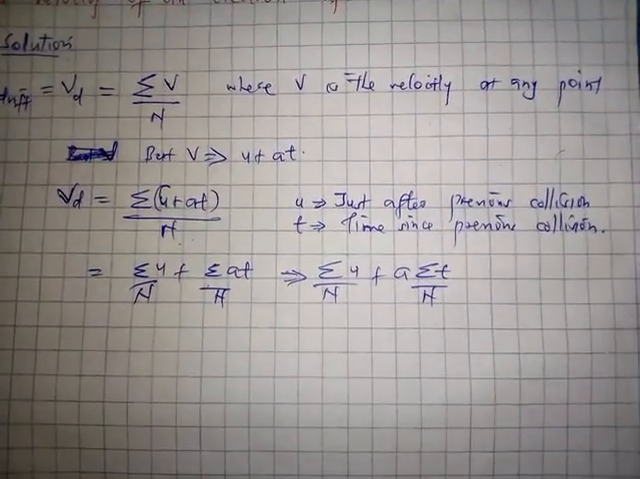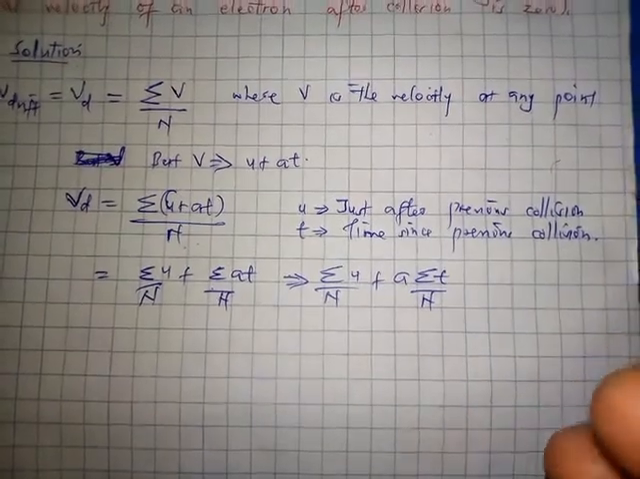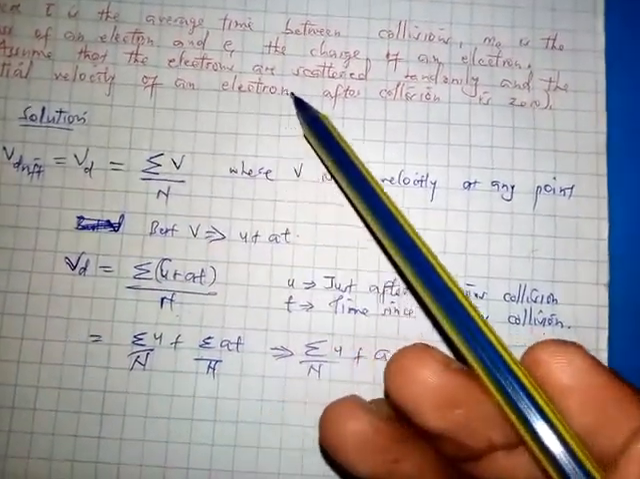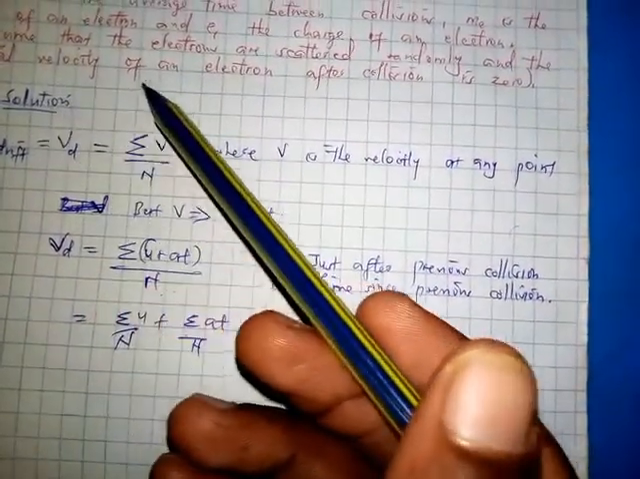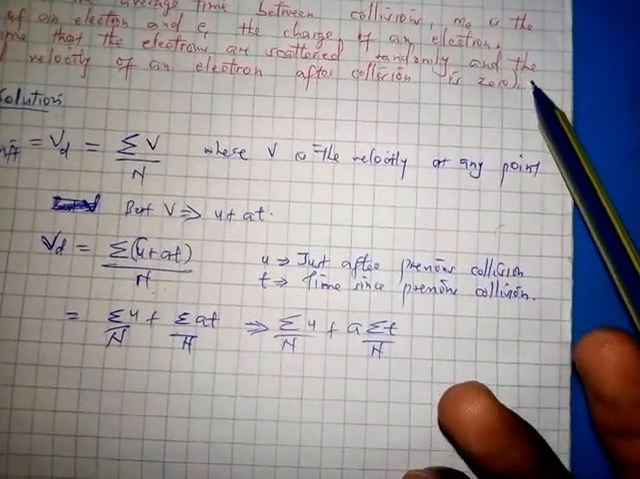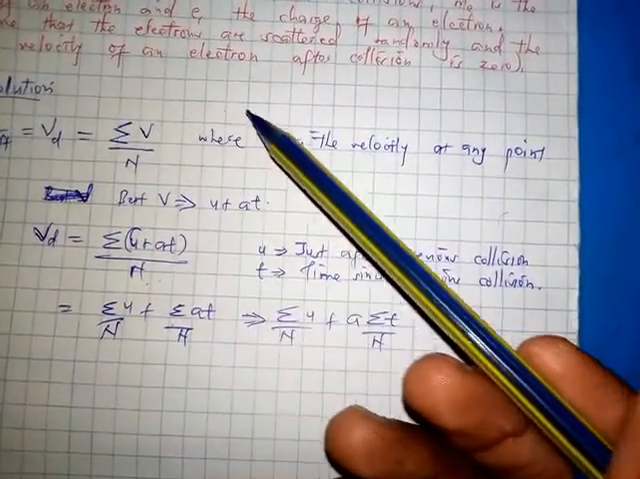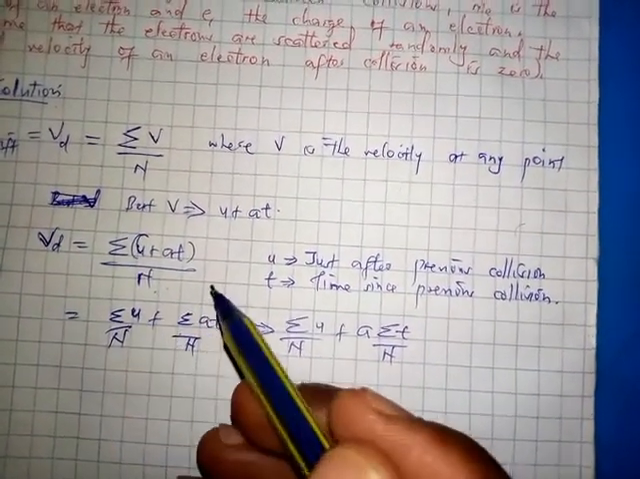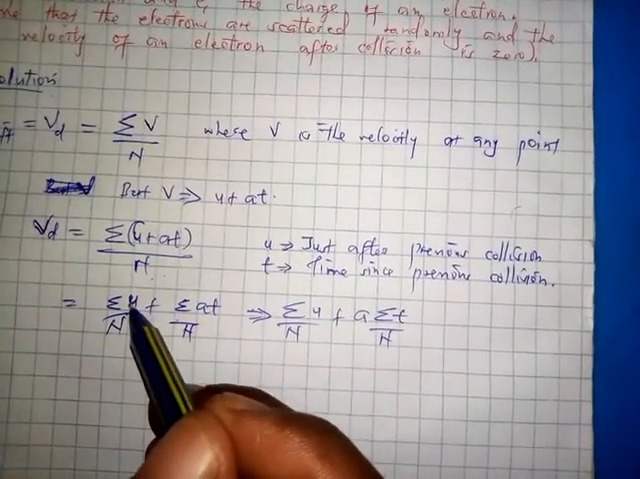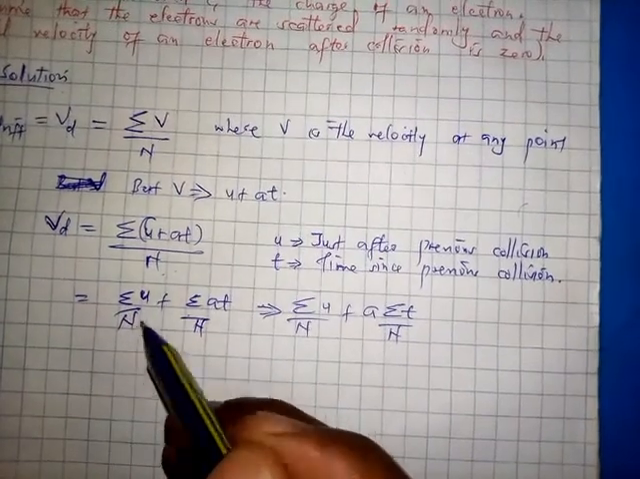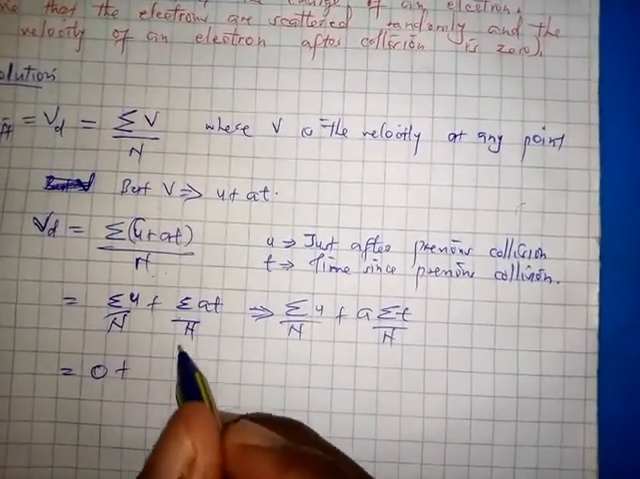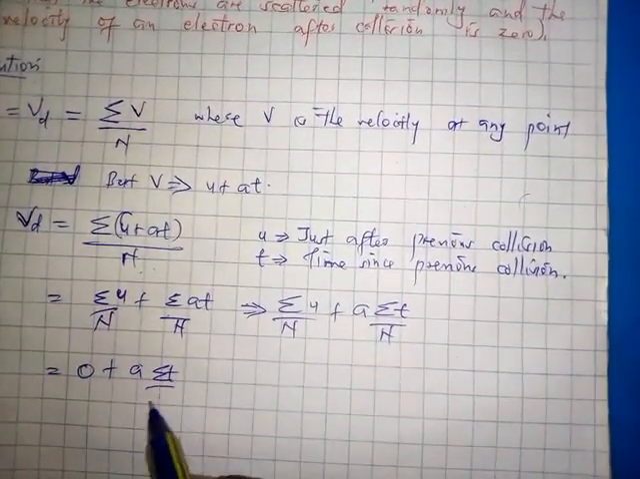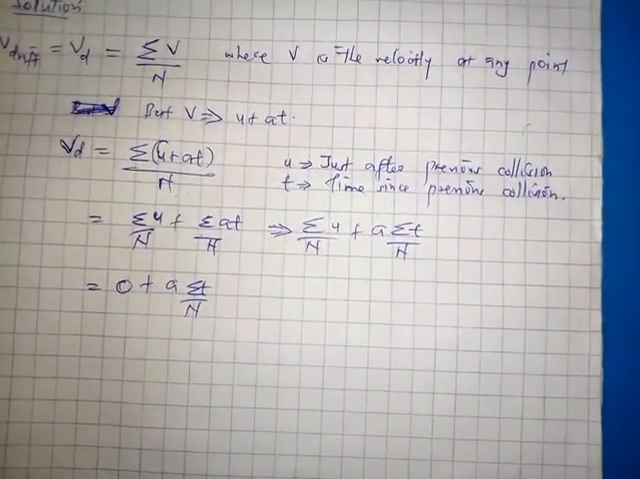So the next step, remember we have been told that we have to assume that the electrons are scattered randomly and the initial velocity of an electron after collision is 0. Mark this point. So u is the initial velocity we are talking about, so u will be 0. When u is 0, the whole of this will be 0. So we are having 0 plus a summation of t over n. Are we there?